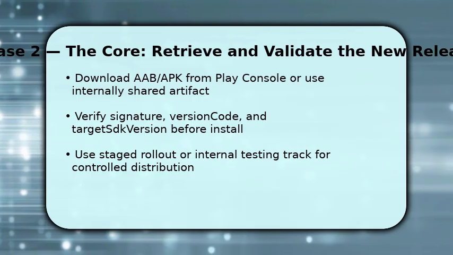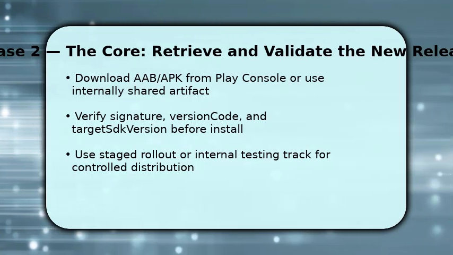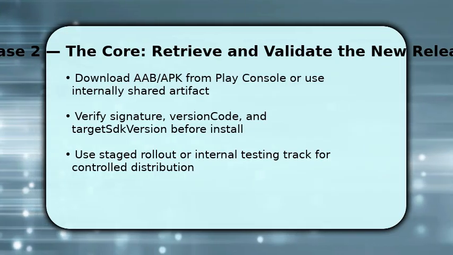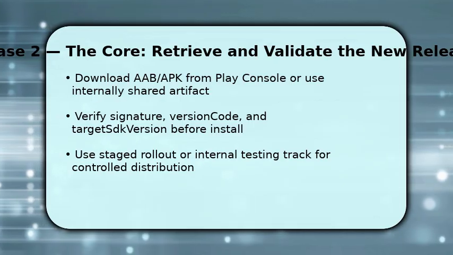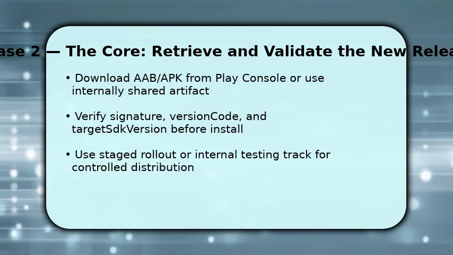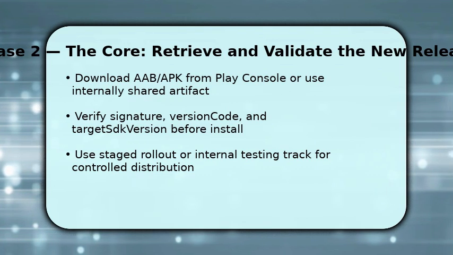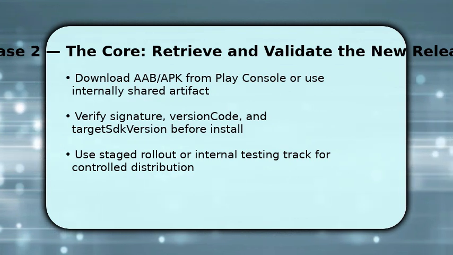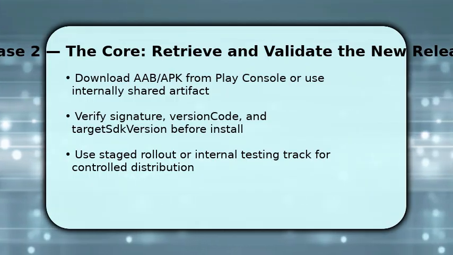Check the app signature matches your keystore, confirm the version code increments, and verify target SDK version and permissions. If you are distributing, use a staged rollout or internal testing track to control exposure and monitor crashes. Once validated, install on a test device using ADB or the Play Console tester link. This prevents surprises when the wider audience updates.